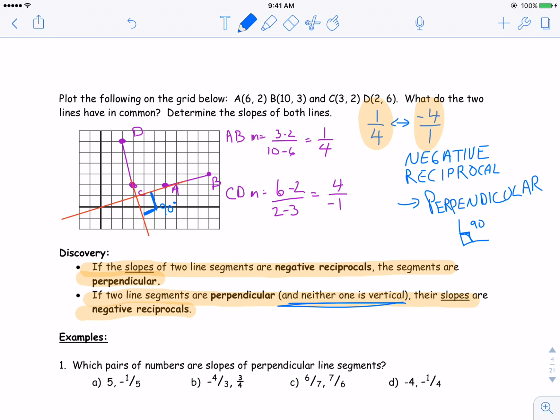So it's saying that AB is perpendicular to CD. So it's like an upside down T is the symbol for perpendicular. All right, and we'll do the examples in a quick second.